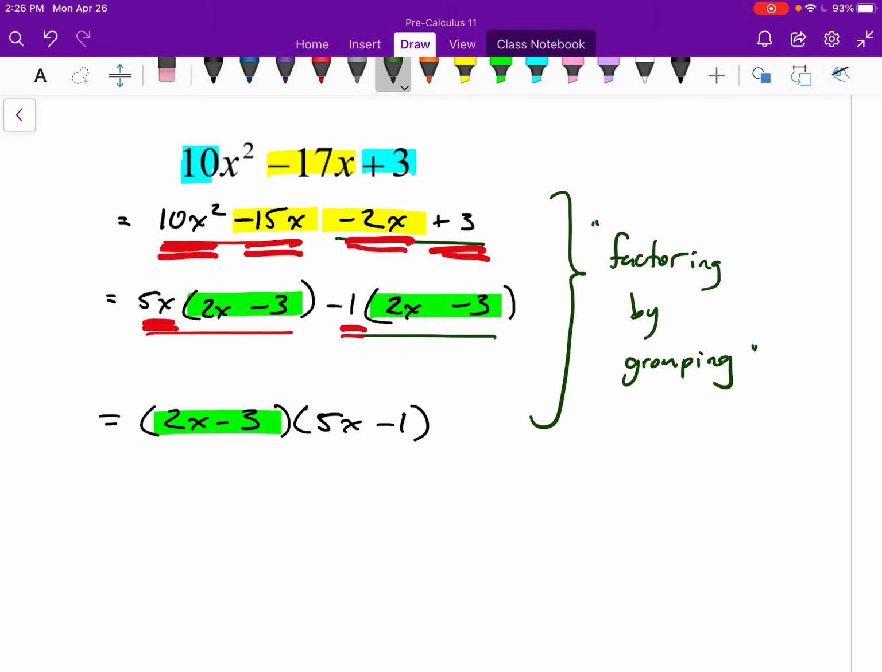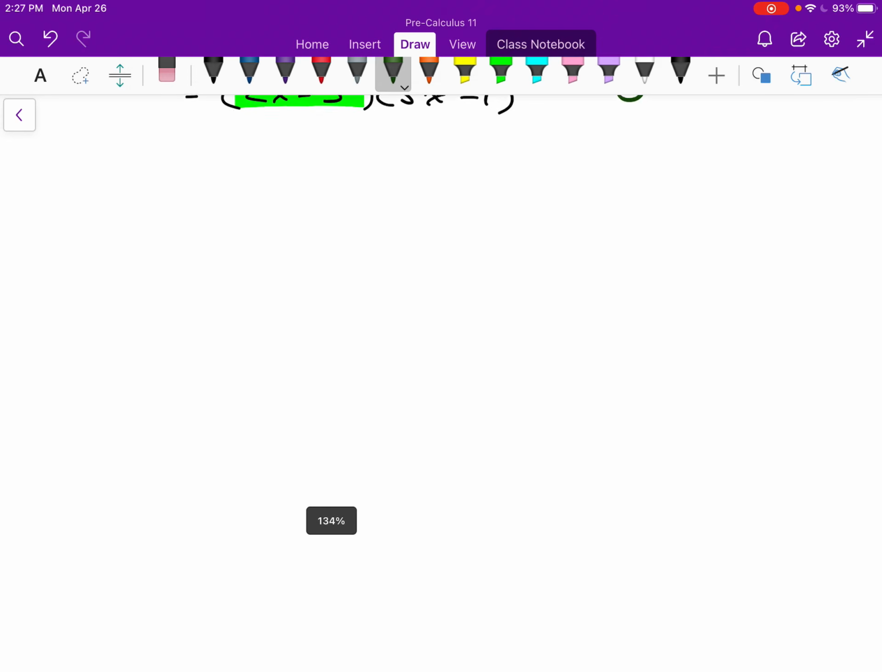However, what's a faster way of doing it? Well, there's a whole bunch. I'm just going to show you one method that I will be consistently using going forwards. So let me just copy down this exact same expression again.